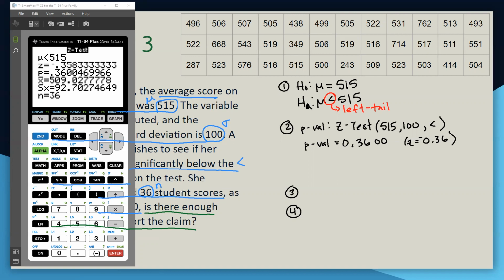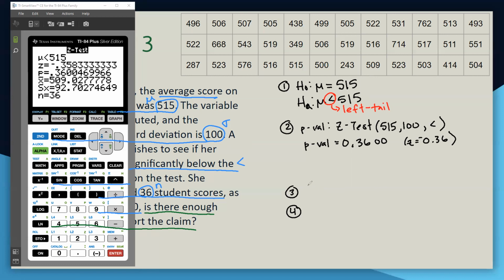So this data is pretty variable, right? That's a pretty big measure of variation. We expect that this data is spread out. And so getting a sample with a sample mean of 509 is not unexpected for a population with a mean of 515 and a standard deviation of 100.